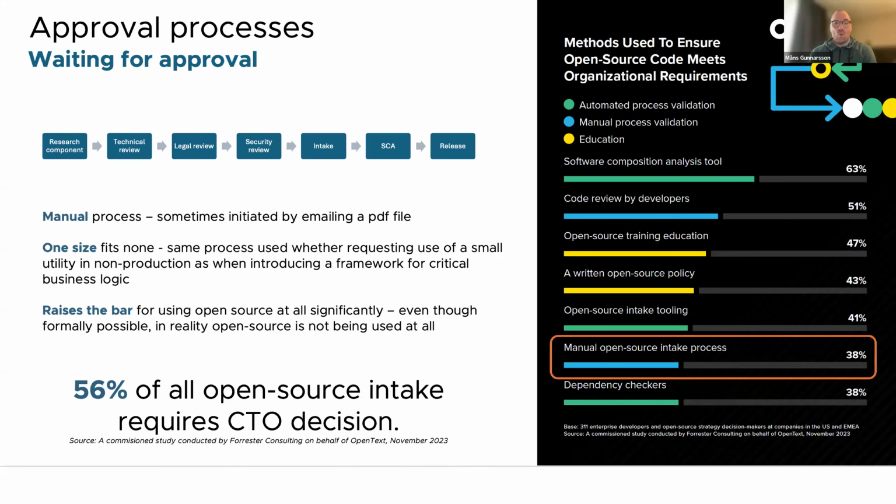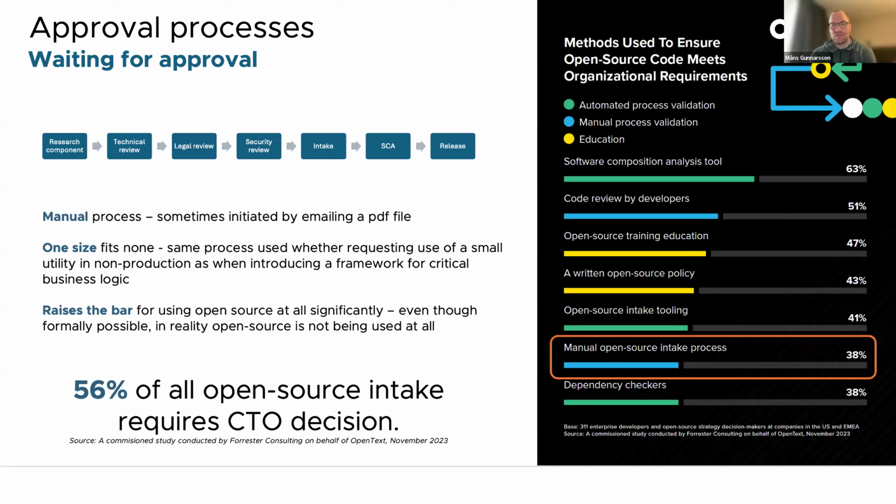Next problem was waiting for approval, which is essentially another way of saying slow and ineffective processes and tools. On the top there, you can see an example of what a manual approval process might look like, where the developer wants to use a piece of open source, researches it, finds a component they want to use, hands that off to an engineering manager or tech lead for a technical review to make sure that this is actually sound. We shouldn't write this code ourselves. It solves the problem we wanted to solve and so on.